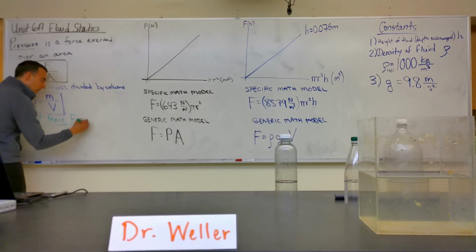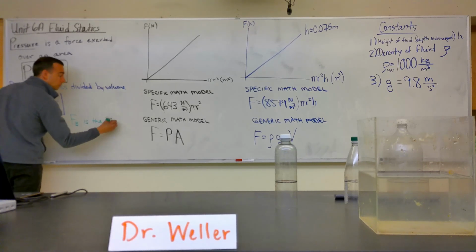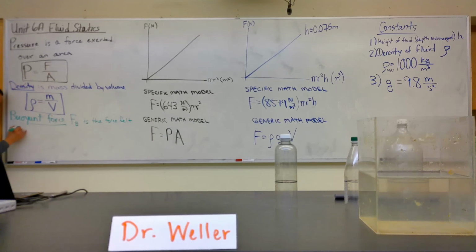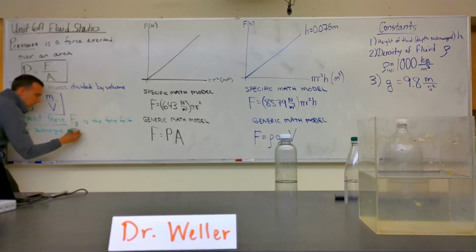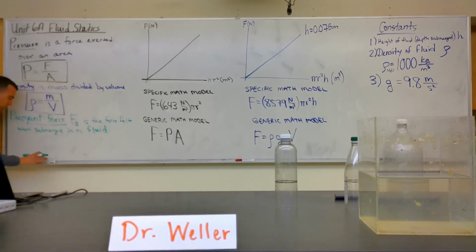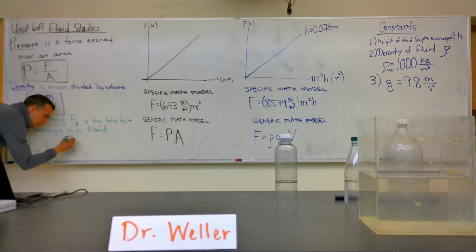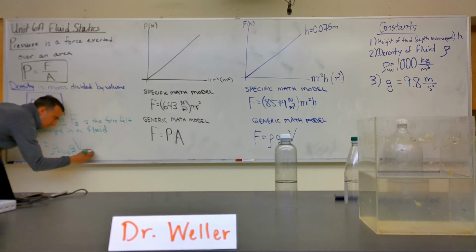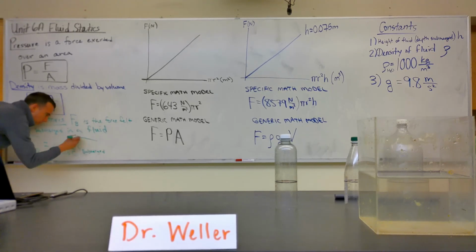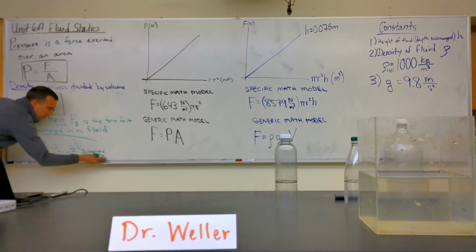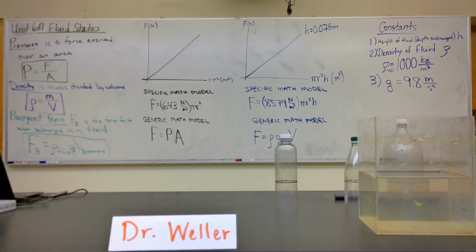FB is the force felt when submerged in a fluid. And the equation for FB has FB equals the density of our fluid times G times the volume of the object that is submerged. That is our third equation for the day. Buoyant force equals rho G V.